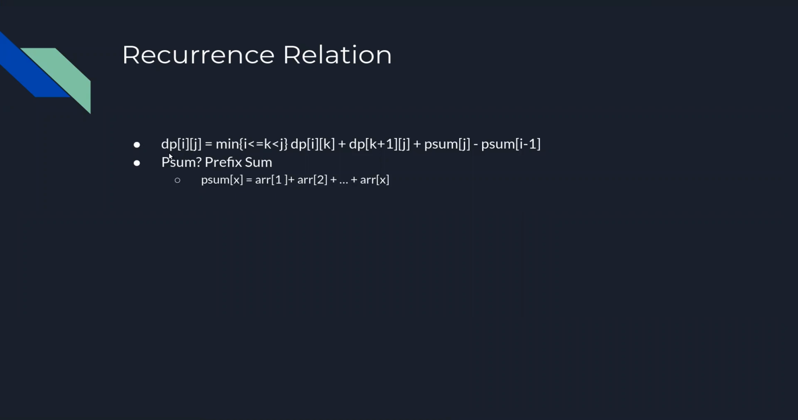Like I mentioned earlier, dp[i][j] is equal to the minimum over I less than or equal to k less than j of dp[i][k] plus dp[k+1][j] plus psum[j] minus psum[i-1]. This is basically array of I plus array of I plus 1 plus so on till array of j, which is also known as the prefix sum, as indicated here.